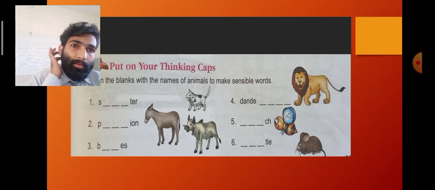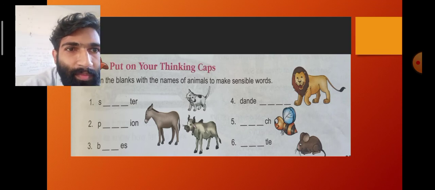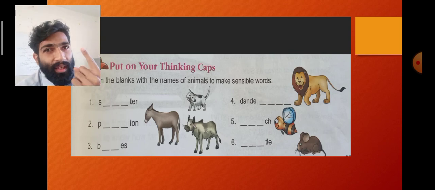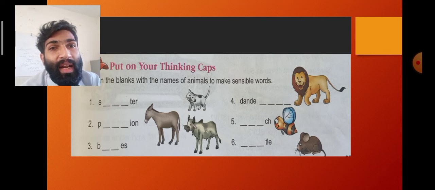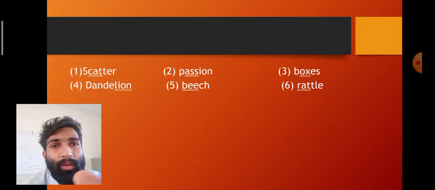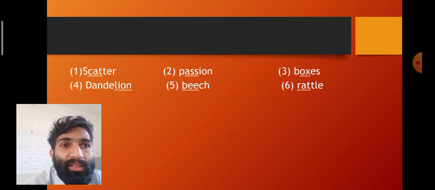Then bee. You know that. So beach. Then what is that? Mouse? No, three letters. Another one, rat. So rattle. Rattle means there is one snake, the rattlesnake, and that's the end, rattle. It moves always, so that is known as rattle. It makes a kind of sound. Then look at the answers: scatter, passion, boxes, dandelion, beach, rattle.